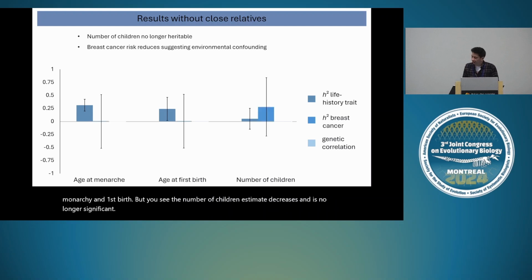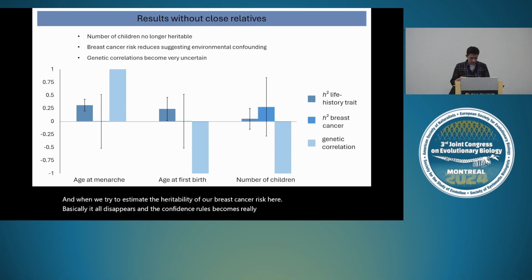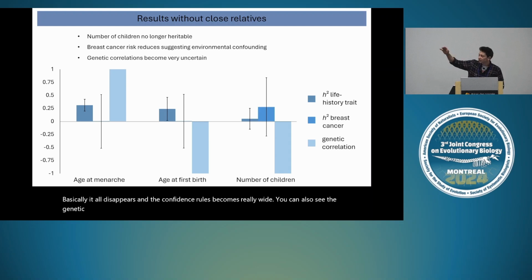And when we try to estimate the heritability of our breast cancer risk here, basically it all disappears and the confidence intervals become really wide. You can also see the genetic correlations basically either fixed at 1 or -1. I've cropped out the error bars here because they became very, very wide.